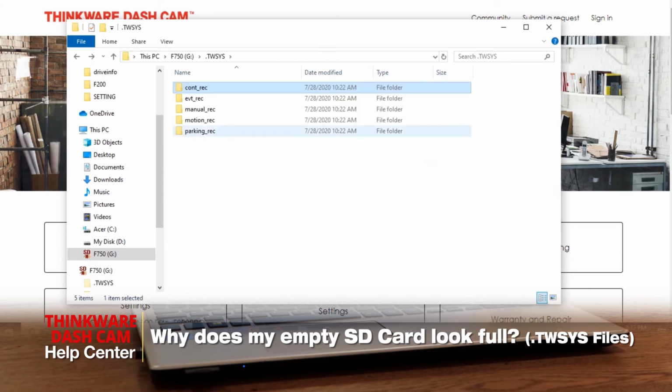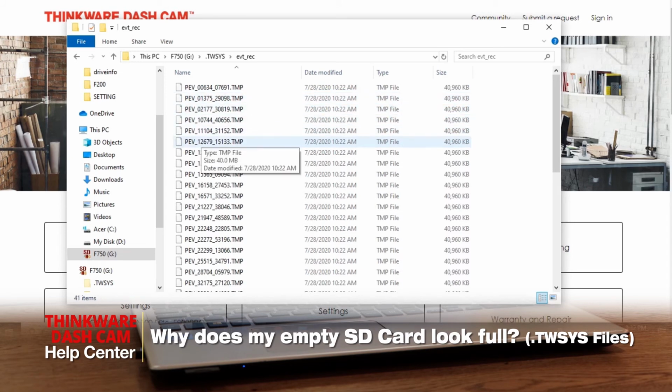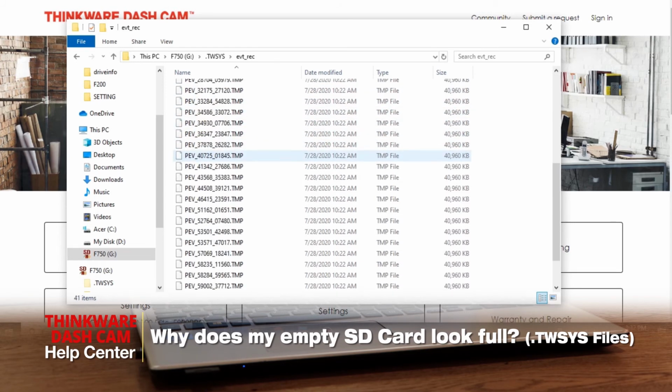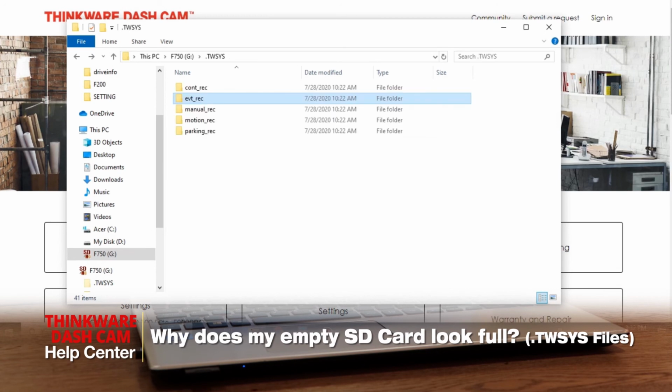There is no need to worry about these files as they're overwritten as the dash cam records. So this is not an SD card error and nothing to worry about.